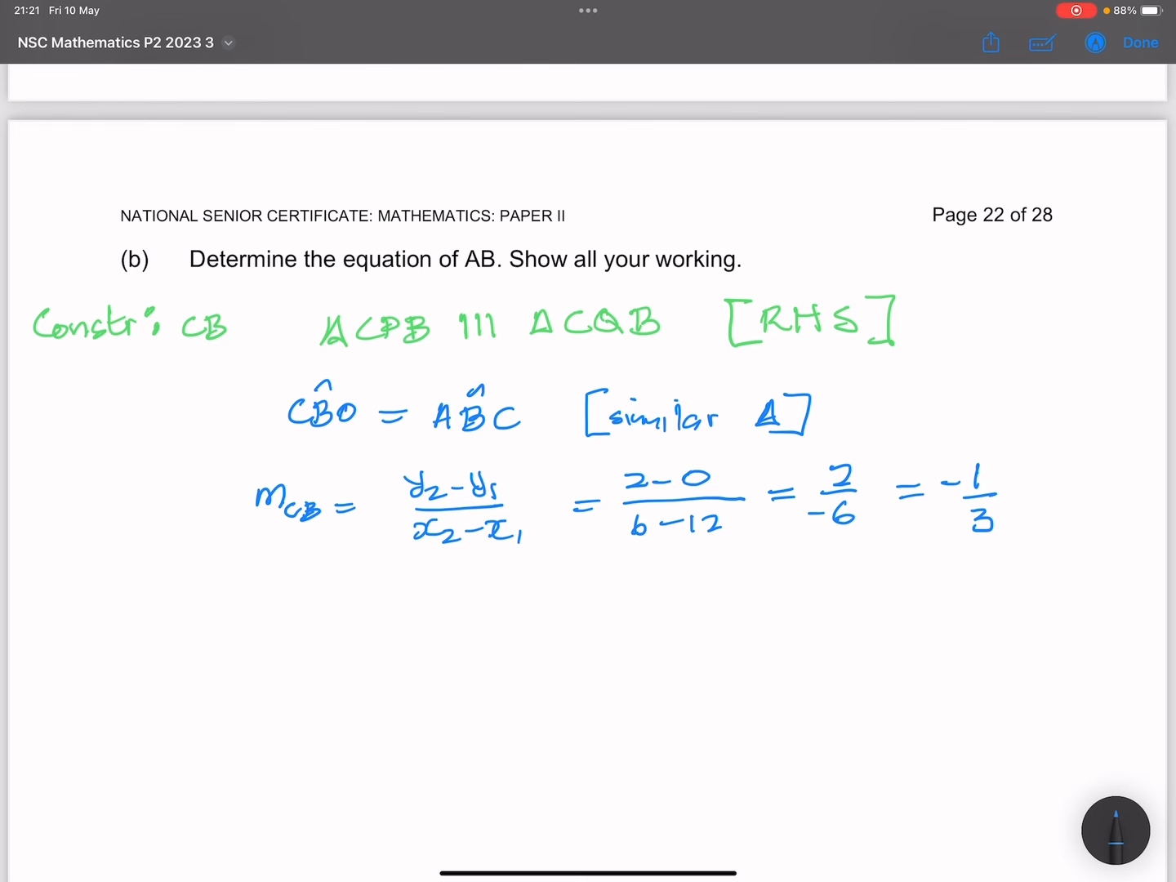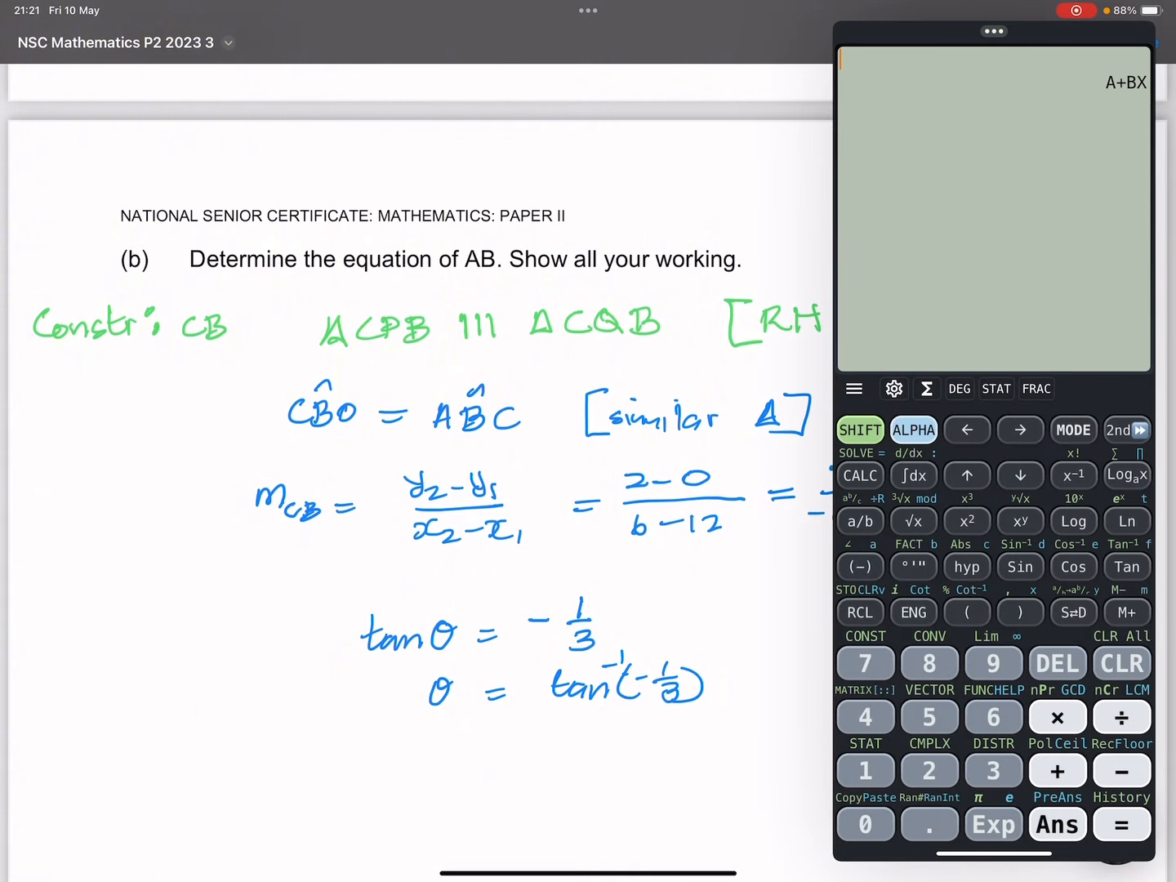Now we can say the tan of theta is equal to that gradient, that's negative 1 over 3, right? And so theta would be the arctan of negative 1 over 3. And what do we get there? Okay, that's negative 1 divided by 3, and I get minus 18.43. Let's say that's minus 18.4. So let's just make that 18.4, right?